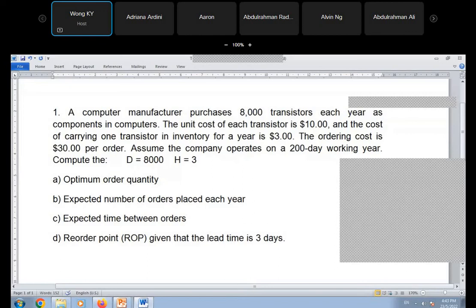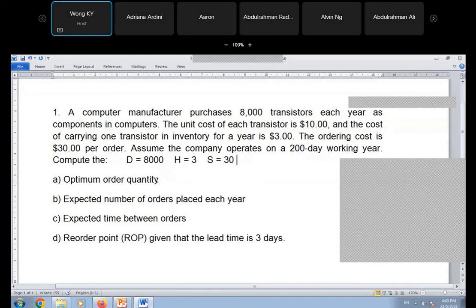Okay, and then it says the ordering cost is $30 per order. So $30 per order is what? S. Okay, I see, S. S is 30. And then it says the company operates on a 200-day working year. Means every year it works 200 days.